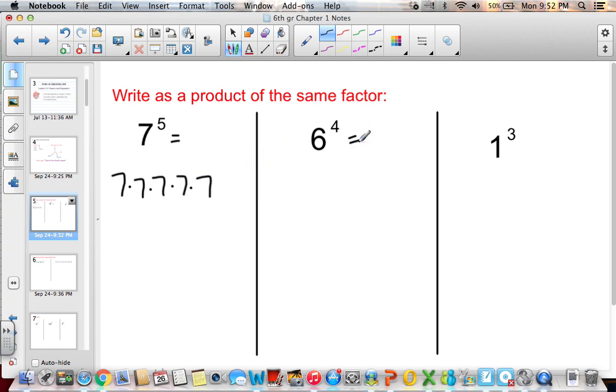So very similarly, 6 to the 4th would be 6 times 6 times 6 times 6. And I stop there because I have 1, 2, 3, 4. 1 to the 3rd would be 1 times 1 times 1. And that's it. Just writing it as a product of the same factor, we do not need to solve it yet.